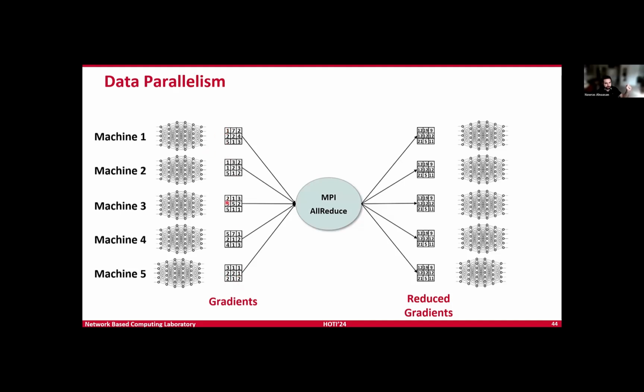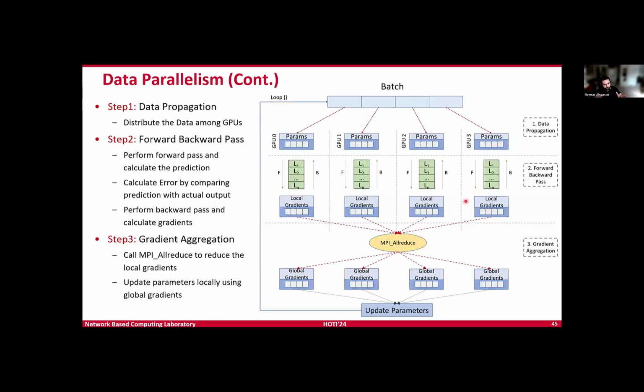So 1 plus 1 plus 2 plus 5 plus 3 is 12. And we see that value in this place is the same on all of the machines. So now we have the global gradients. So let's take a closer look at this workflow from beginning to end.